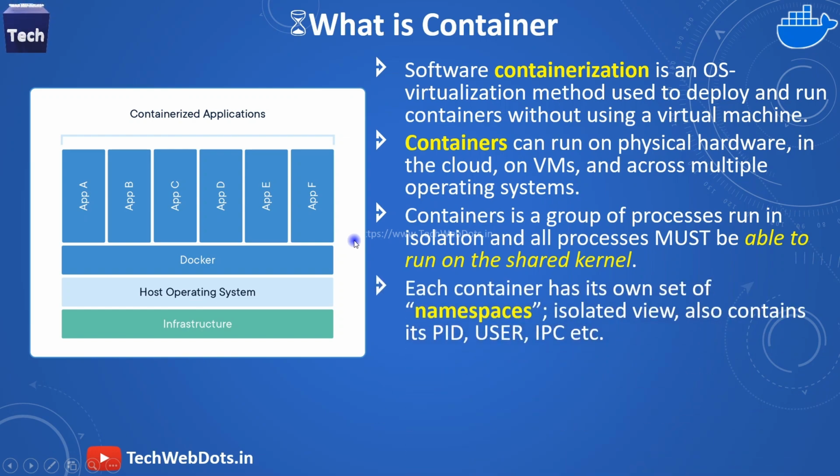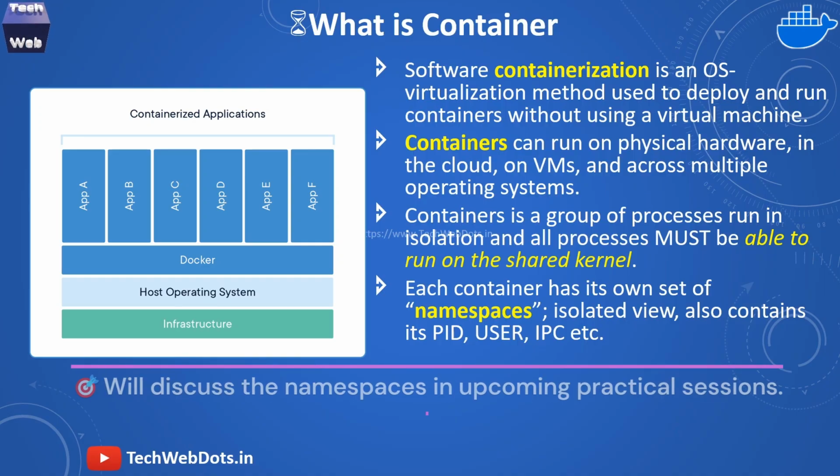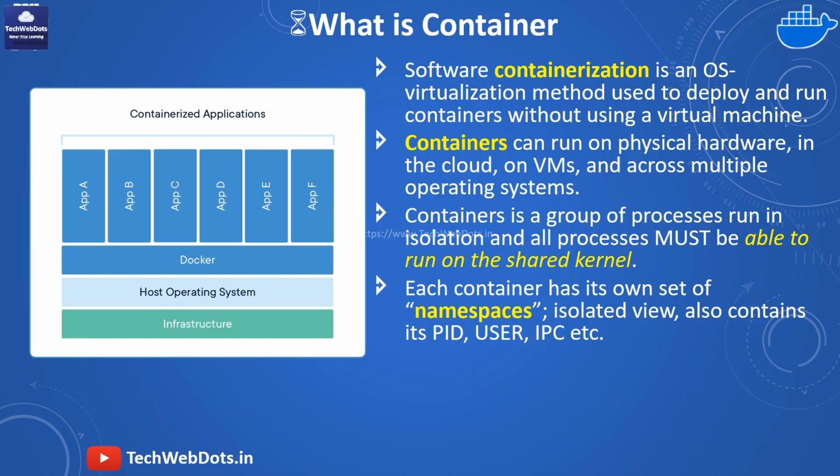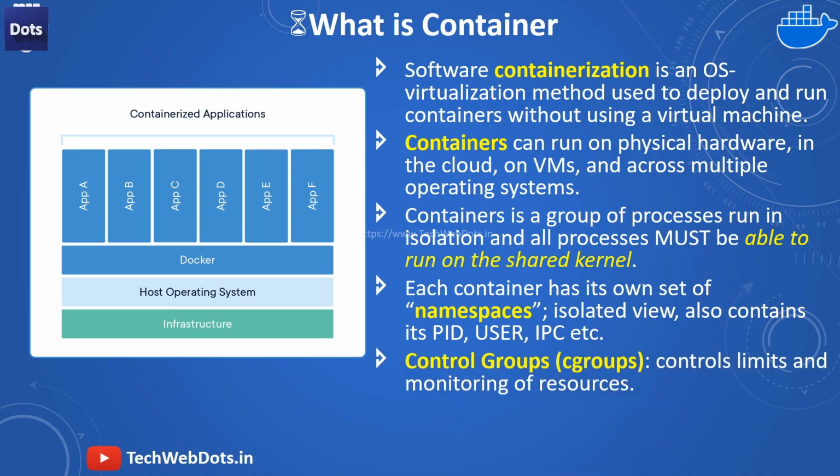Each container has its own set of namespaces. A namespace you can consider a logical block in which we specify that these application resources will exist in the namespace. So these are easy to find when we are dealing with container management. It also contains its PID, which is the process ID, the user or user group who is using it, and the IPC, the inter-process communication.